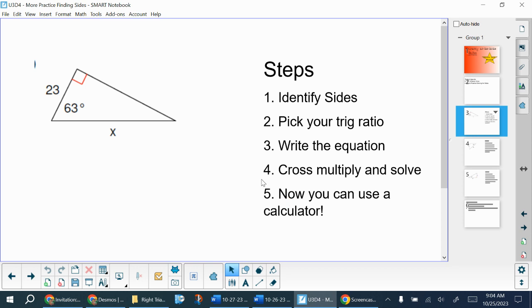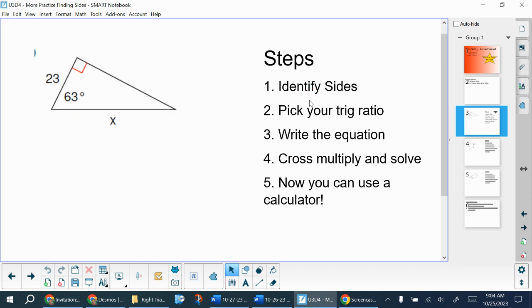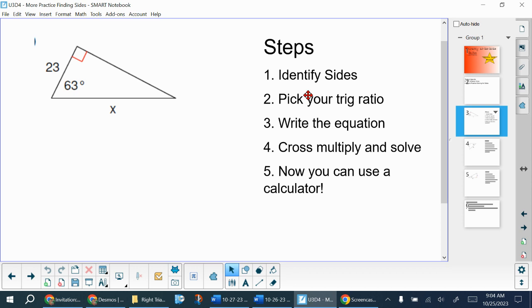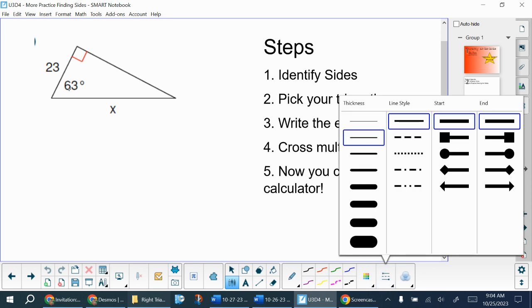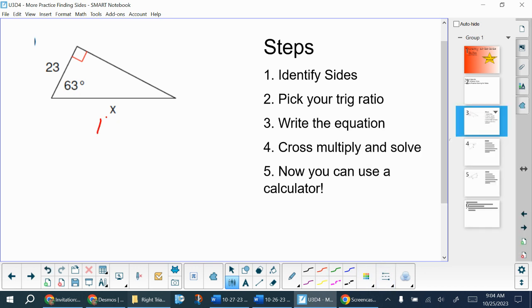I've got my calculator off to the side here. I'll pull it in when I need it. But don't try to grab that calculator early. It is the very last step once you've already done all the math. So I look at this. My first step here is to identify my sides. And those are all based on the angle that I know. So this is the hypotenuse. And this one right next to it is the adjacent.